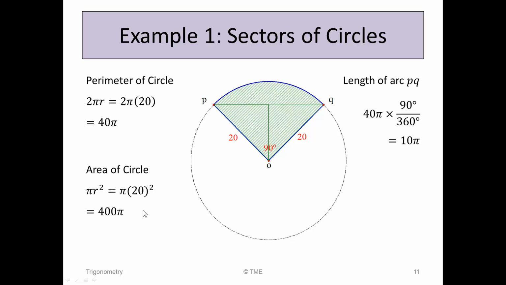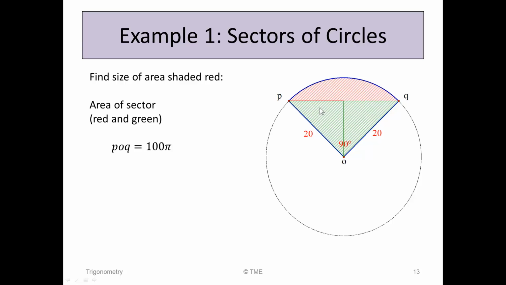Similarly, the area of the circle, if we look at that, is pi r squared. In this case, r is 20, so it's pi 20 squared, or pi 400, or 400 pi. And again, the area of the sector is this ratio, 90 over 360, the a over the total, 360 in the circle, or a quarter, so 100 pi. So we now know the area of the whole sector. We were asked to find the area shaded red. So the area of the sector with red and green, the whole sector, was 100 pi.